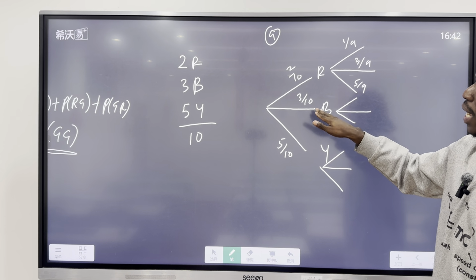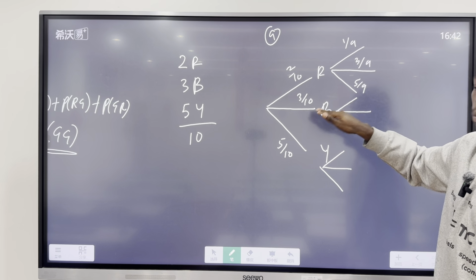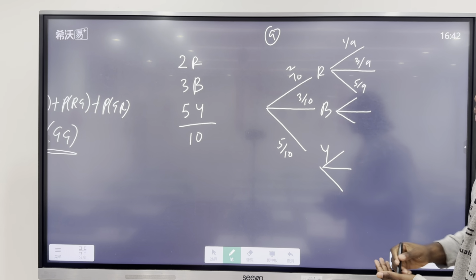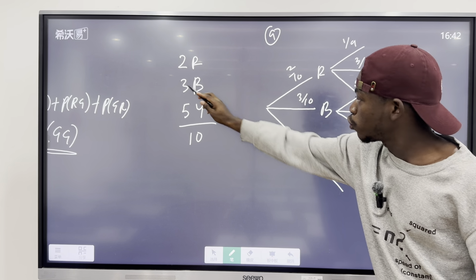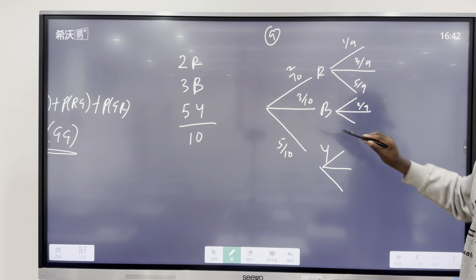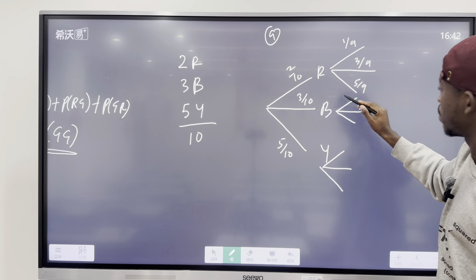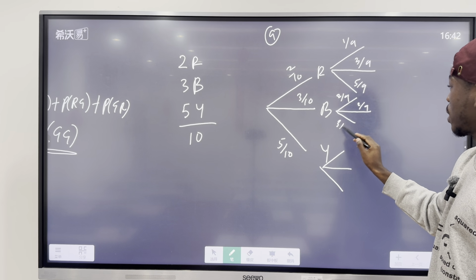Here you assume that actually what you picked at first was blue. So if what you picked was blue, forget about what happened here. It means the blue balls are the ones that will now change. So blue will now be 2 here. So it will be 2 over 9. Okay. Then these other ones will remain the same, meaning red will still be 2 over 9. Yellow will still be 5 out of 9.